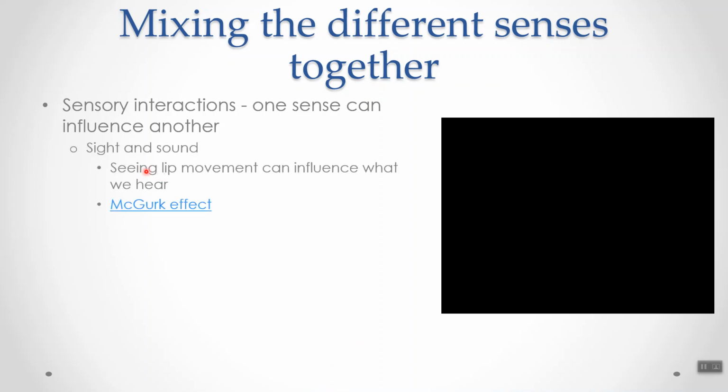For sight and sound, for instance, we take in information about lip movements. We can watch somebody talk, and that lip movement might influence what we actually hear. A classic example of this is known as the McGurk effect. It's an audio-visual illusion where we blend hearing and visual sensory input. So let's watch this video and you'll see what's going on.